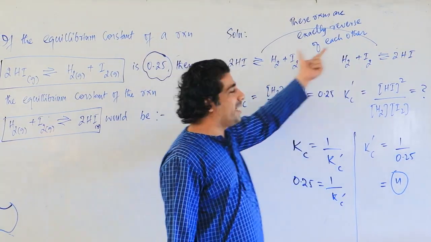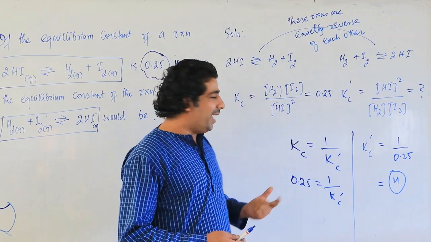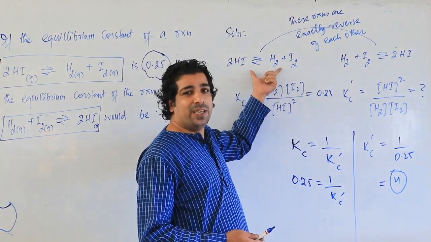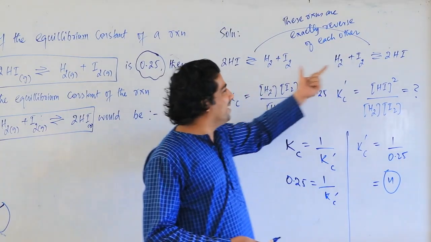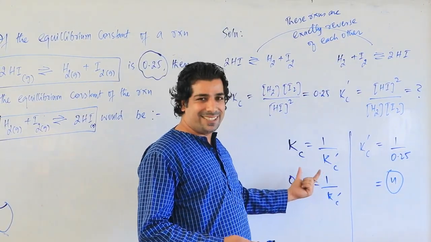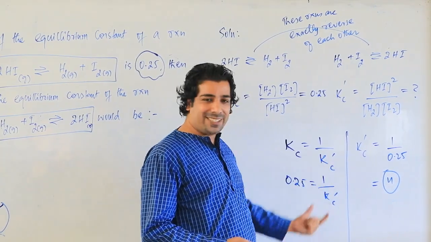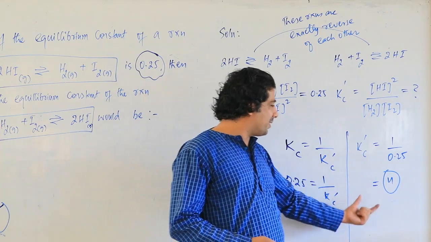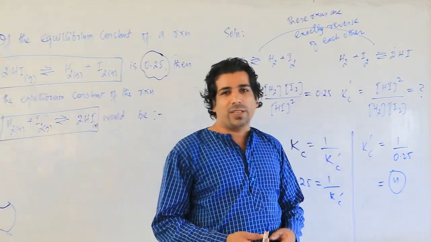These two reactions are exactly reverse of each other. And so the relationship is that the equilibrium constant for this reaction, that is the forward reaction, and this looks like a backward reaction of this, so they are inversely related. Kc is equal to 1 upon Kc dash. Kc value is 0.25, 1 upon Kc dash. Then Kc dash is equal to 4. So finally we got the answer as 4.